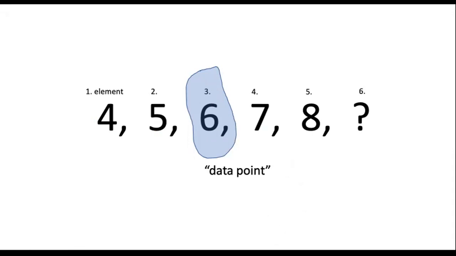Here we have a sequence of 5 numbers, 4, 5, 6, 7, and 8. The goal is to guess or predict the next element in the sequence. Generalization here means to be able to produce a good guess for the next element in the sequence.